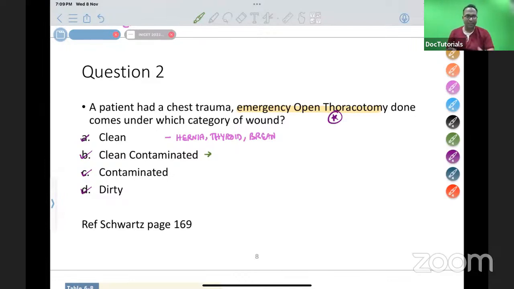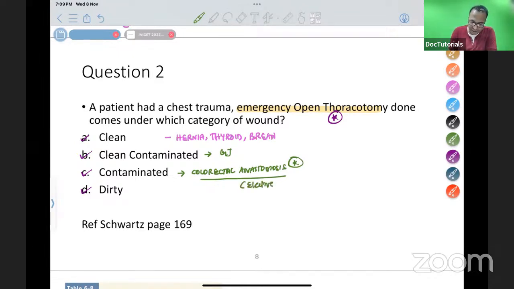I'm going to cut the appendix. Where I am going to open, like GJ and all, will come under clean contaminated. Contaminated is like colorectal. Colorectal anastomosis comes under it because it has more bacteria. The colon contains more bacteria. So colorectal anastomosis, even if it is electively opened by me, also comes under contaminated.